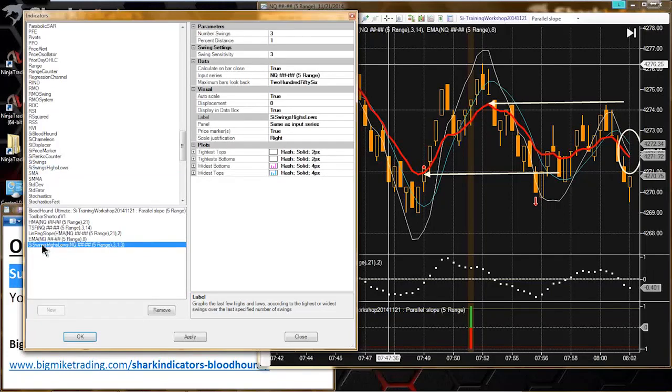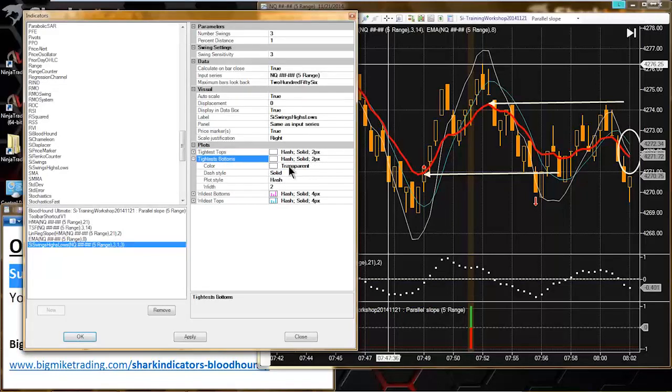All right, so we're going to put the swing highs and lows on there, and I think we're only interested in the widest tops, the widest bottoms, and the tightest plots here. Those are set to transparent. I basically set them up the way I typically use them in this workshop, and then set a default setting for them. So that's why these two always open up as transparent.